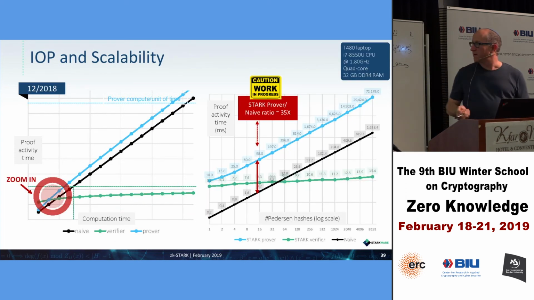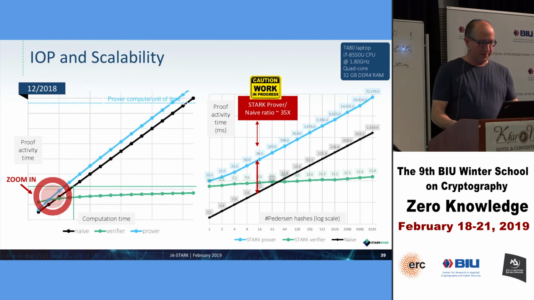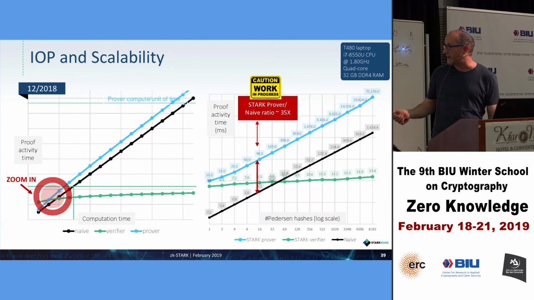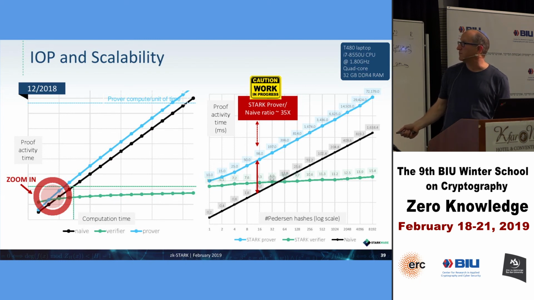So I just want to show you some numbers. This is already from a month ago, from a quad-core Lenovo laptop. This is for repeated invocation of Pedersen hashes. I don't think you can see very well here, but the prover time for 8,000 invocations is roughly 72 seconds, and verifying it takes 15 milliseconds, which means that naive verification of 8,000 Pedersen hashes would take you 1.6 seconds, or 10 times more.